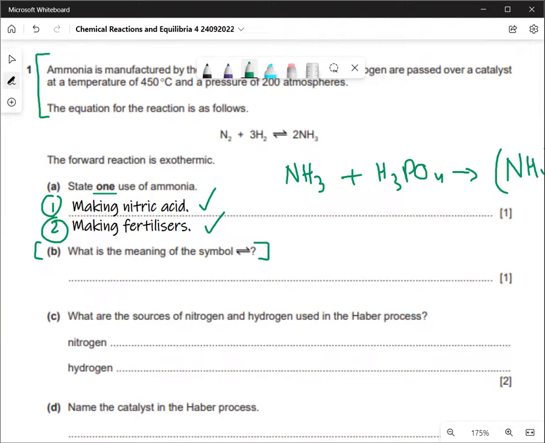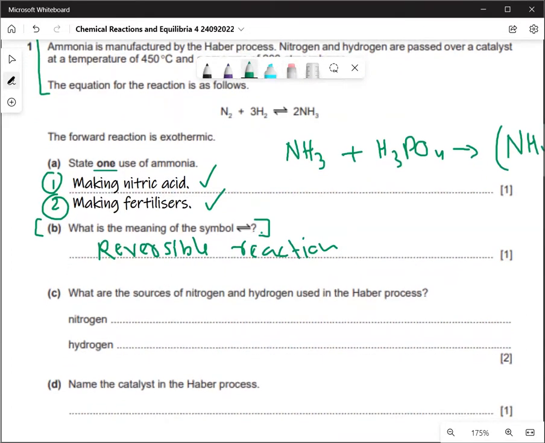Zahra, any other questions? What is the meaning of the symbol reversible? Not just reversible, but reversible reaction. There's another one you could say, which is equilibrium. I would prefer if you use the word equilibrium, or just use reversible reaction. Both are fine. Zahra, any doubts in this? This symbol, the arrow, means reversible reaction.